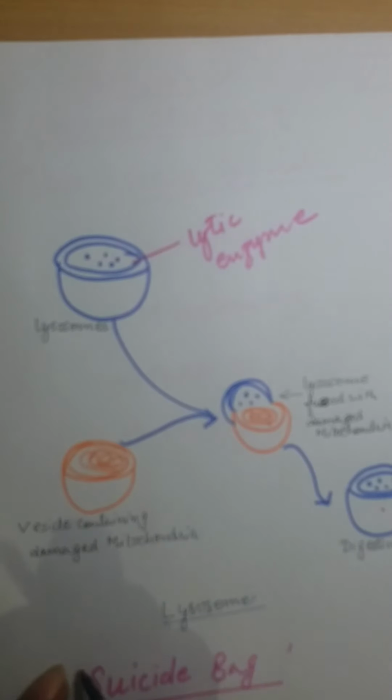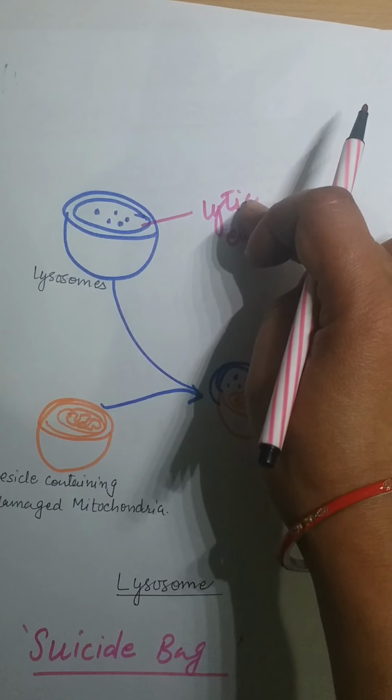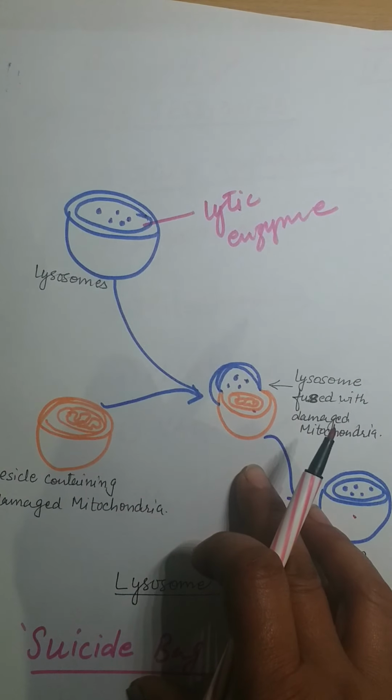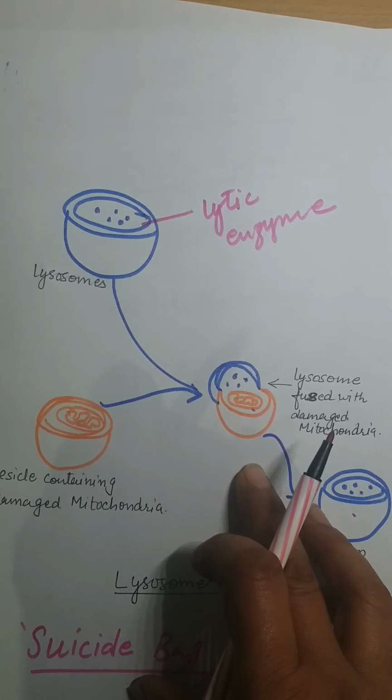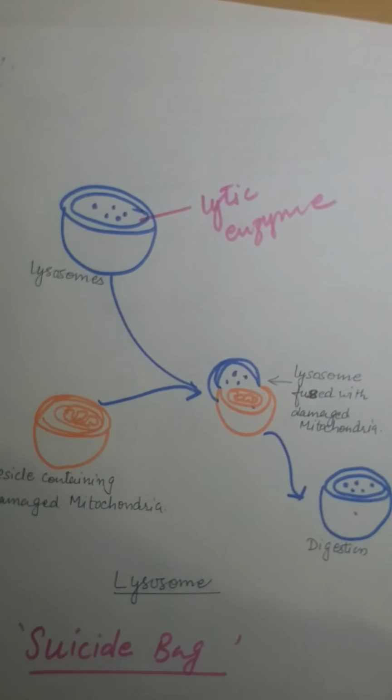Why are they called the suicide bag of the cell? Because of any disturbance in cell metabolism, the lysosome bursts and its lytic enzyme is spread over the cell. All the cell organelles are digested by the lytic enzyme of the lysosome. So it eats up its own cell. That is why it is also known as the suicide bag of the cell.